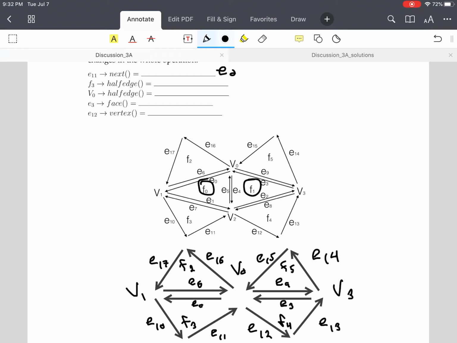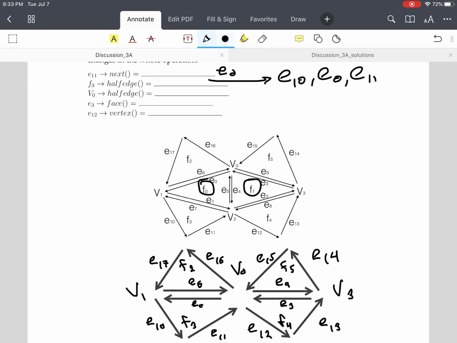Okay, F3 dash half edge. So where's F3? It's in the bottom left here. And so for a face, a face has multiple possible half edges. Just like a vertex, any edge that's part of this face could be the half edge. And so this is going to have multiple options, which is going to be E10, E0, and E11. All valid answers, okay? Any one of those is correct.